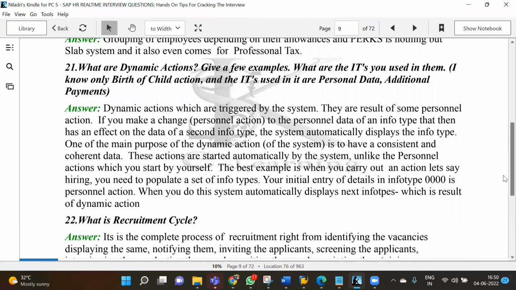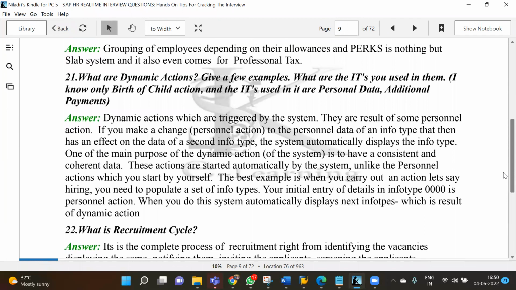Next question is, what are the dynamic actions? Give some examples. This is a very commonly asked question, so you have to answer it very nicely. With an example, okay, always give an example whenever you are answering. This is a very important question whenever it comes to the PA model of SAP, right? So you have to answer it accordingly.